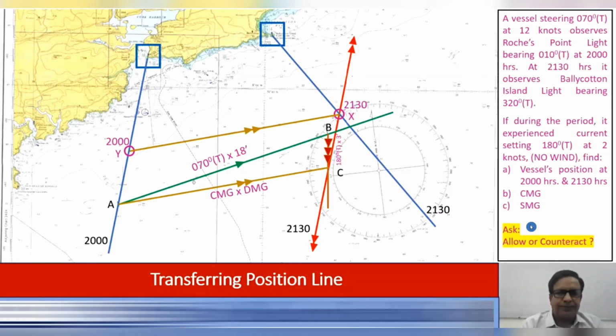Okay, so this plot is complete now, beta. Just have a good look at it and let me know if you have any doubts. All clear, beta? Everything clear? Yes, sir. Very good. So that was an important concept, running fix with the current. Let's proceed ahead then.